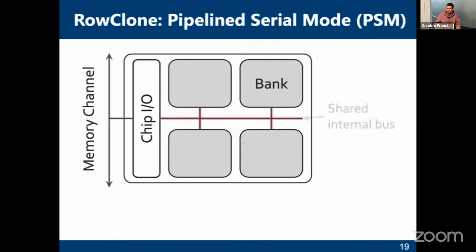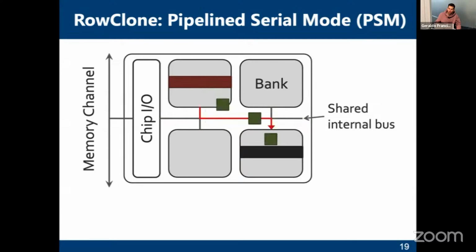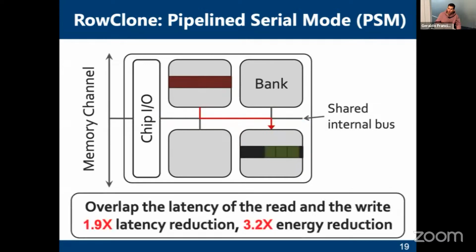This pipeline serial mode allows us to use the shared internal bus that connects the different DRAM banks to the chip I/O to move data from a source row in one DRAM bank to a destination row in another subarray in a different DRAM bank inside the same DRAM chip. By doing so, we can improve the latency of DRAM row copy by 1.9 times and also improve energy by 3.2 times.